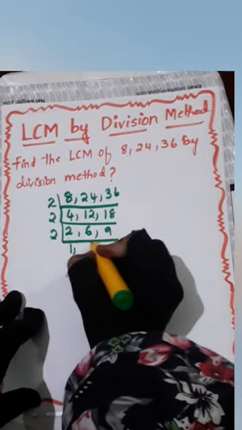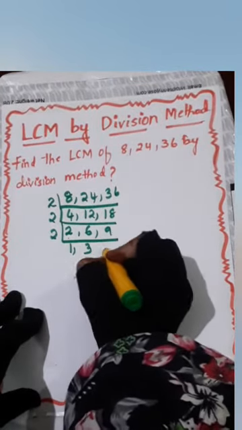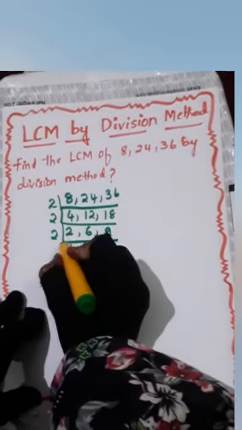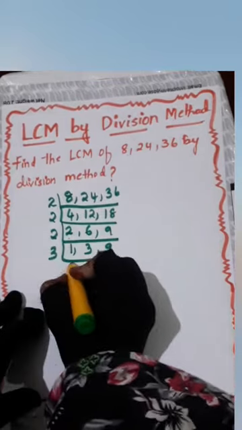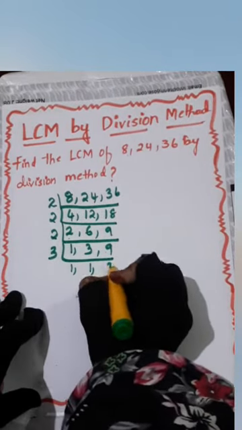2 1s are 2, 2 3s are 6. This 9, write as it is only. Why? Because it will not come into the table. Next, 3 and 9 will come in the 3 table. So what we have to do? 1 as it is, 3 1s are 3, 3 3s are 9.